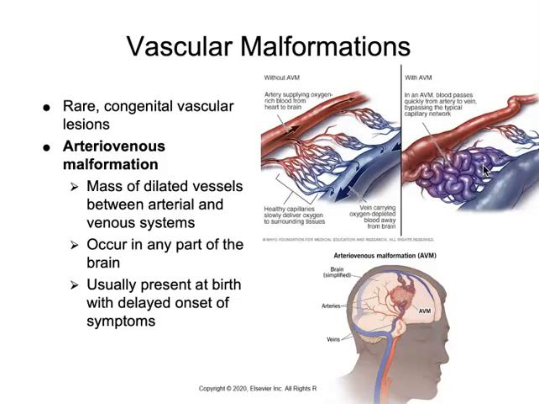So AVMs, as they're known, can take place in any part of the brain, but usually we see it present at birth, and symptoms often appear later in life. These can include having headaches, seizures, or even hemorrhagic strokes if the malformation ruptures.